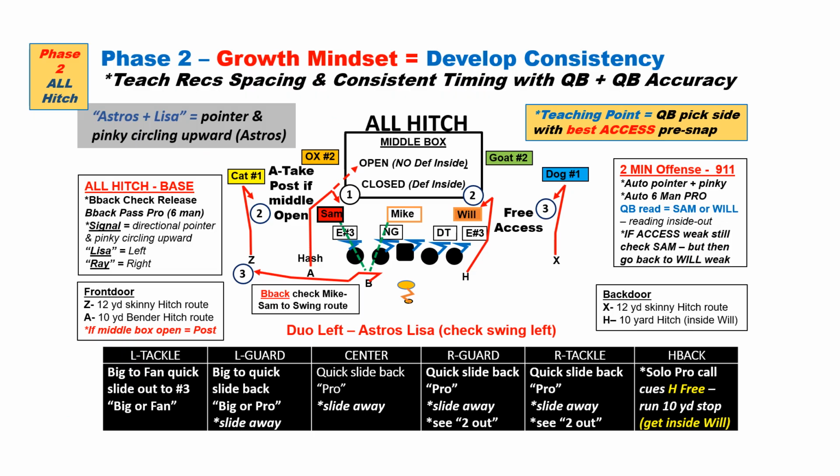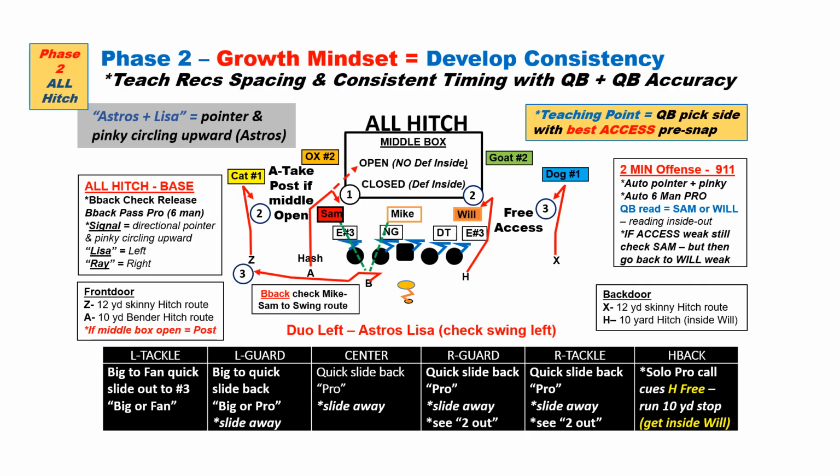Phase 2 then is the all hitch, where we're just having those receivers locked into the tracer routes. This is where we want to develop the consistency with the spacing by the receivers, but also the timing with the quarterback. So to not rush him, we'll have the quarterback use their 3-step back pedal drop. The Z, the X, the H, and the A all should be working on that same timing with great takeoff speed on the go, and then we're going to run our tracers down at 12.